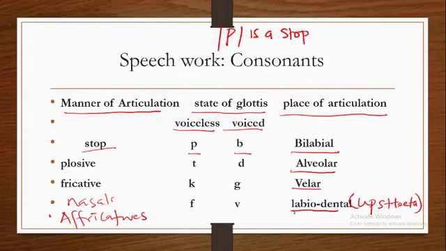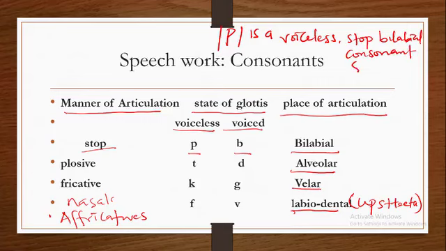And let me start with the state of the glottis. Okay, it's a voiceless stop bilabial consonant sound.